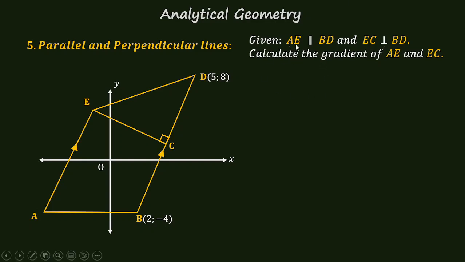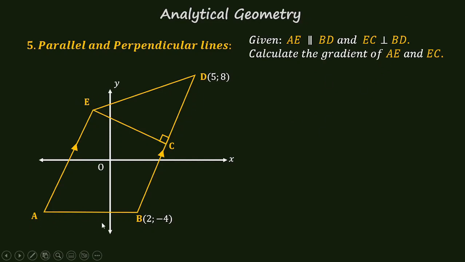And for the straight line AE and the straight line BD, their gradient will always be the same because they are parallel to each other. Parallel lines have the same gradient. Perpendicular lines, when you multiply their gradients together, you get -1. So let's have a look at this problem. We are given this information. Now they want us to calculate the gradient of the straight line AE and the straight line EC.